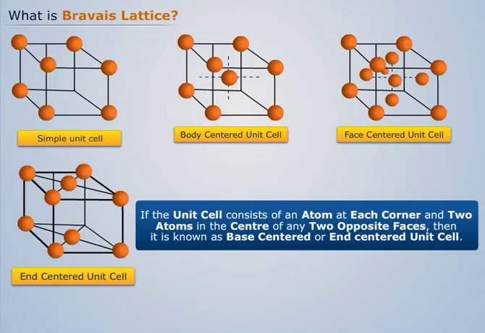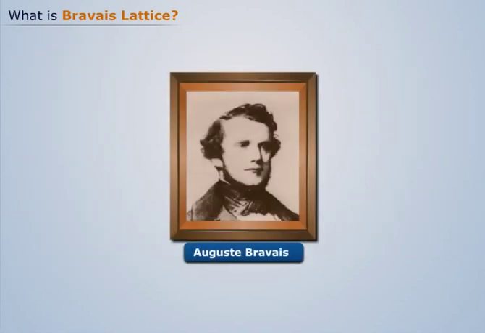If the unit cell consists of an atom at each corner and two atoms in the center of any two opposite faces, then it is known as base-centered or end-centered unit cell. In 1848, Auguste Bravais discovered that the above four types of unit cells can be combined with the 7 types of crystal systems to form 14 unique crystal lattices known as the Bravais lattices.